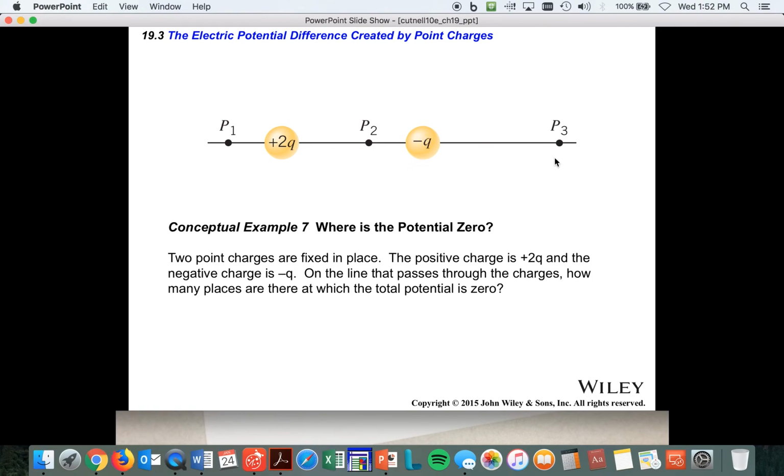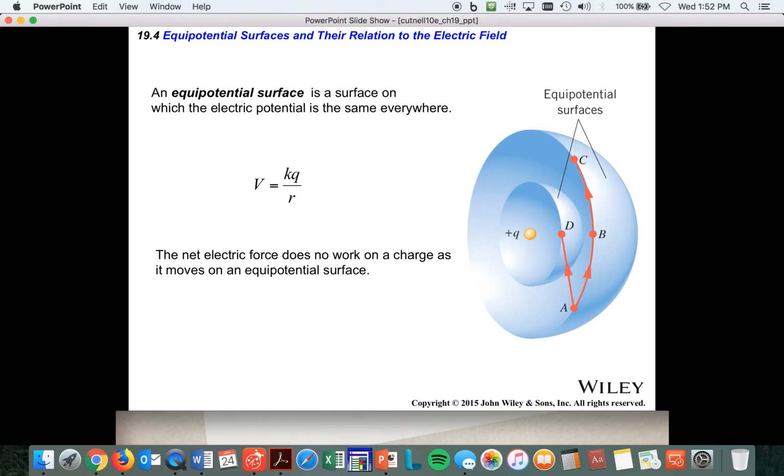Whereas P3 is being pulled, the distance away from Q is so small compared to this one. I think that'll be negative. I think it's a P2. That's what I think. And since they don't give the answer, that's what I'm going with. Actually, we can find the answer in the Wiley process. So that's conceptual example 7. I'll look that up to make sure.